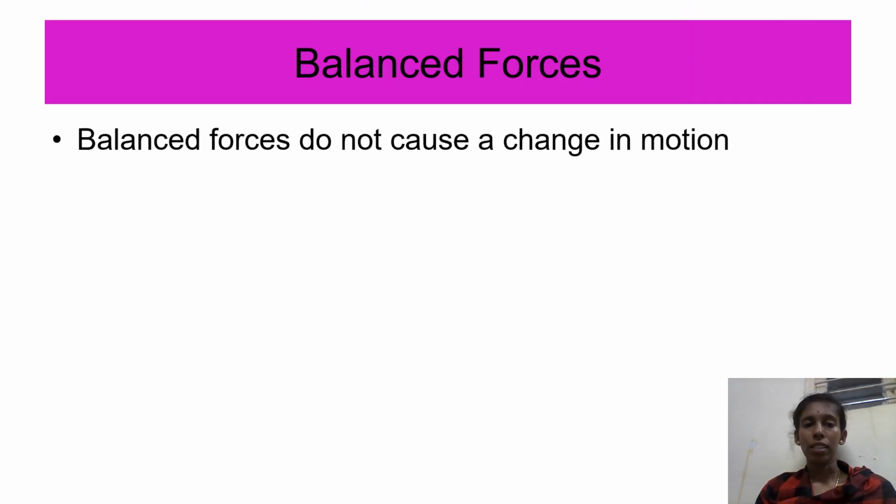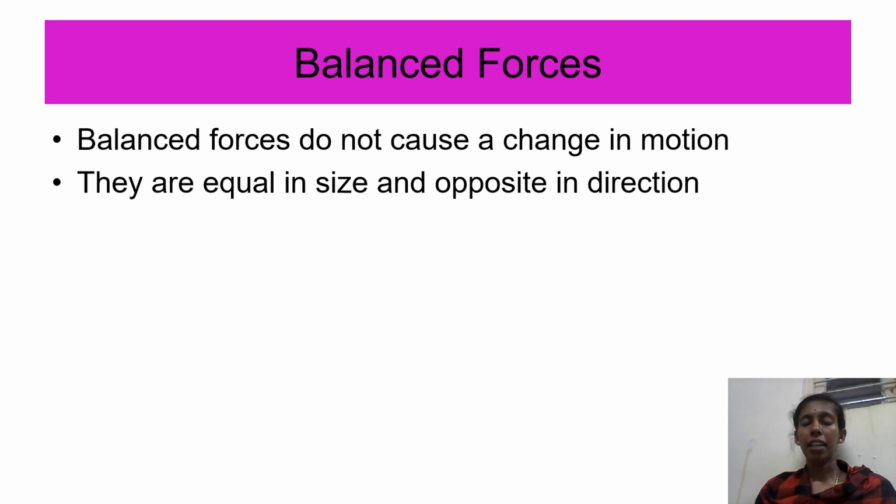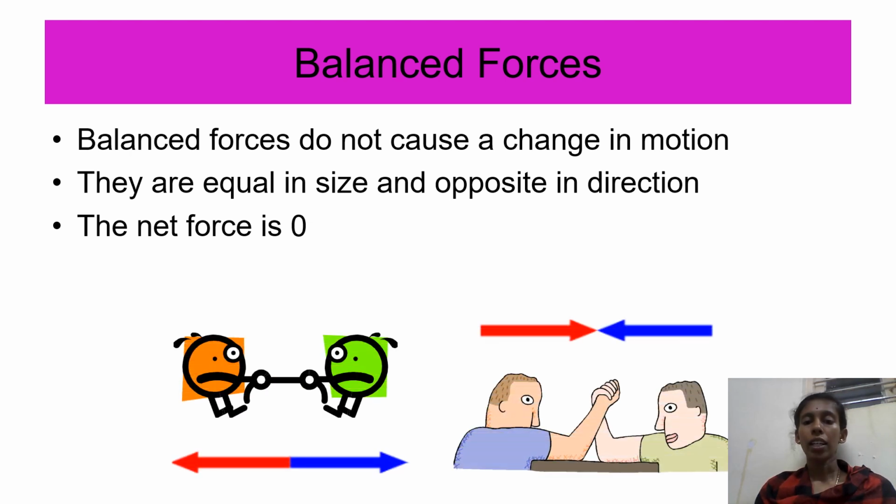Balanced forces do not cause a change in motion. They are equal in size and opposite in direction. The net force is zero. Here, observe these two pictures. The two persons apply the same force in different directions, so the net force becomes 0.